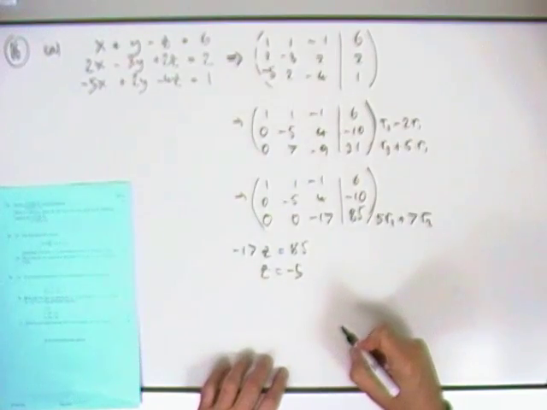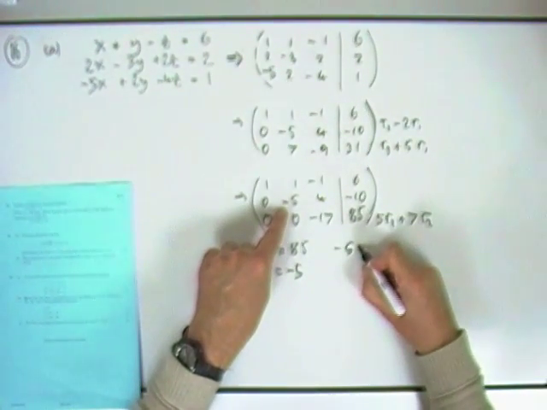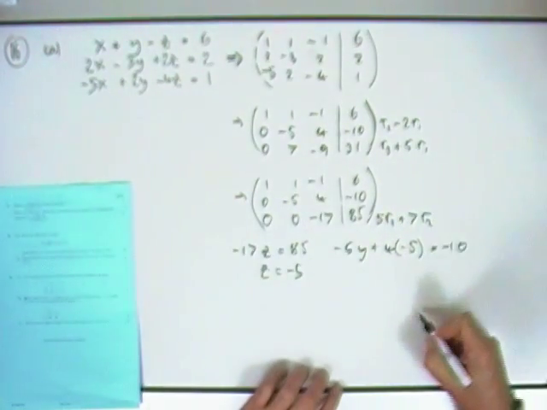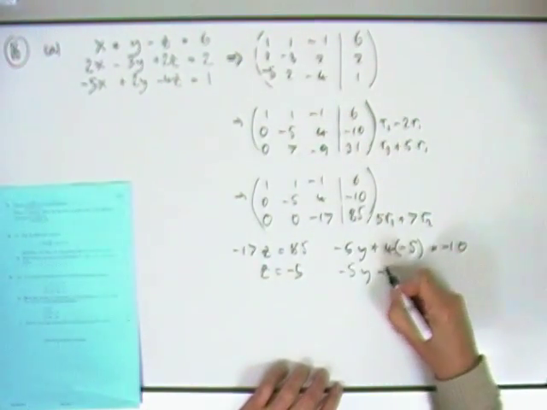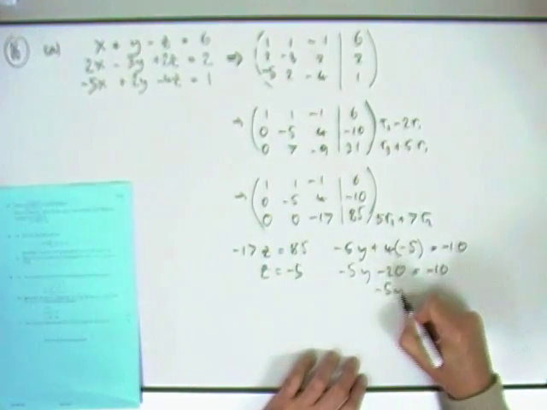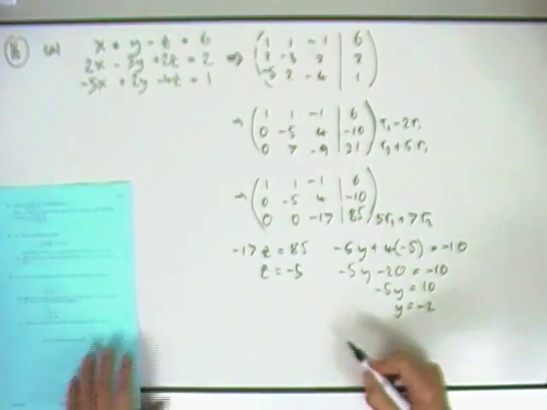z equals negative 5. Now you notice z's negative 5, go back up here. Negative 5y plus 4 lots of the negative 5 should come to negative 10. Negative 5y plus 20, minus 20 should be negative 10. Negative 5y should be positive 10. y should be negative 2.